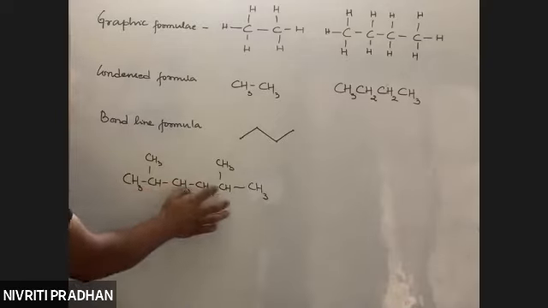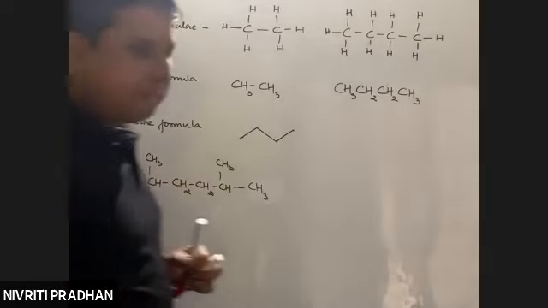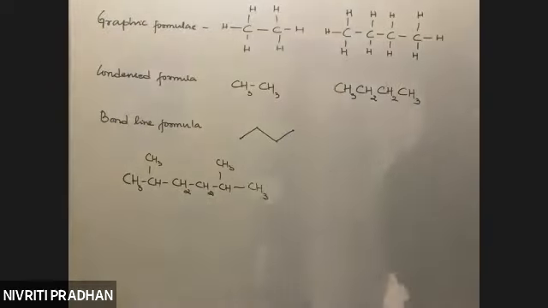One, two, three, four, five. So if there are six carbon atoms, there are five bonds. If there are five carbon atoms, four bonds. If there are 10 carbon atoms, nine bonds. Right? So we have six carbon atoms, so we have five carbon-carbon bonds. We will represent it in this way. One, two, three, four, five.